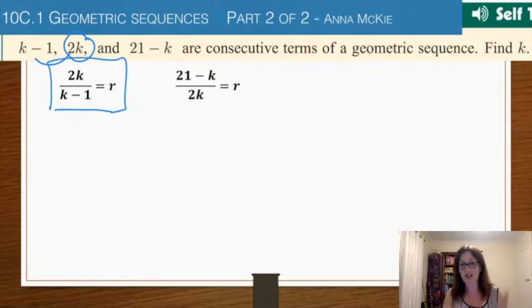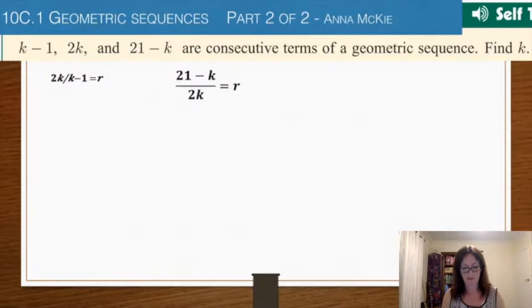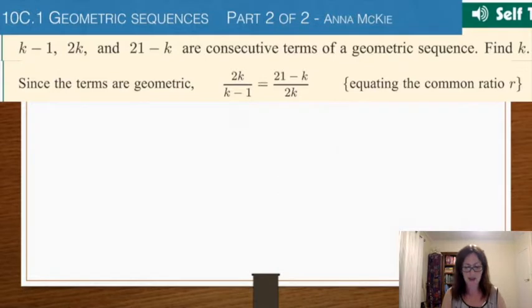We don't know what k is, we don't know what r is yet, but that fact still remains. And then the same technique for this term, divided by the one before, will give us that common ratio. And now they are both equal to r. R is the subject, so we could work with that. We put them equal to each other. So by doing that, here's it written neatly, because they're geometric, the ratio will be the same.